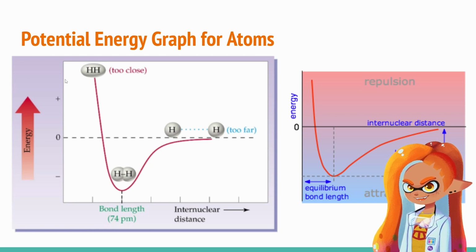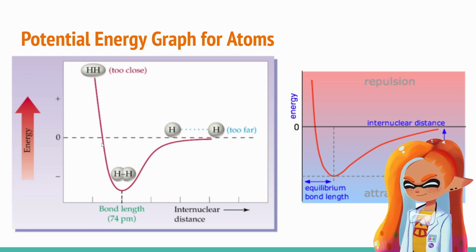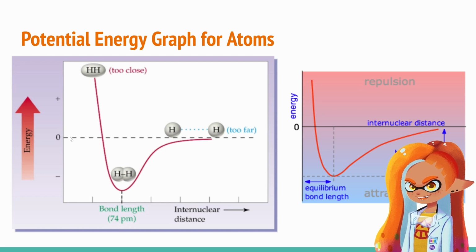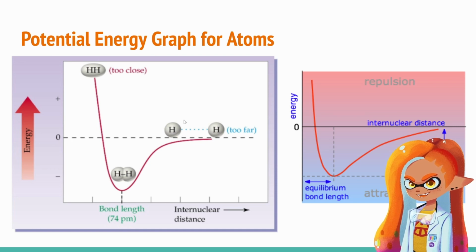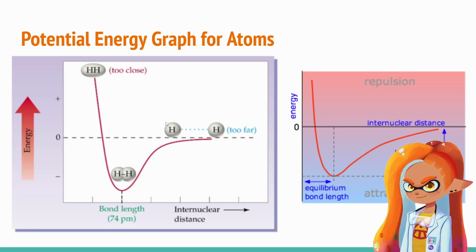So first we have this line here. It's all dashed up at the 0. And this 0 line is defined as two atoms totally separate from each other. So you can see these two H atoms. There is absolutely no interaction between the two because they're too far apart. Since they're too far apart, there is no attraction. And this graph in general is talking about attractive forces and also talking about repulsion if you get too close.